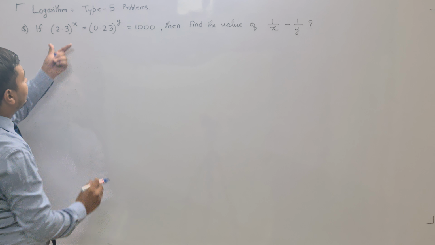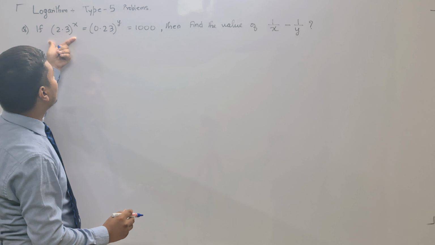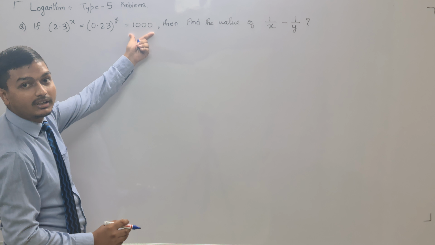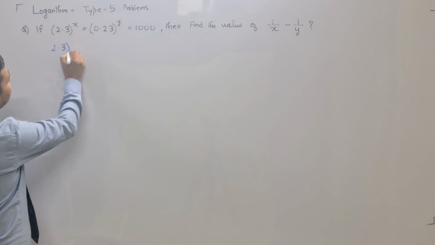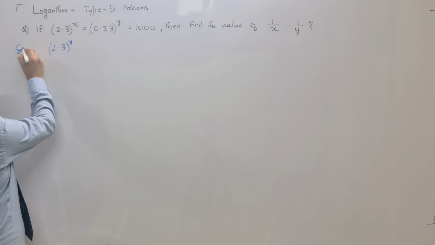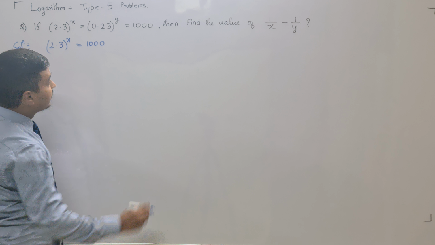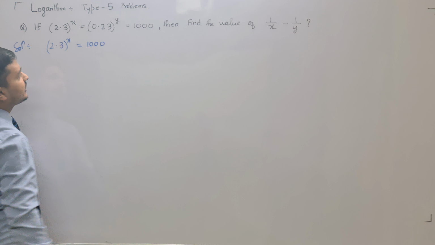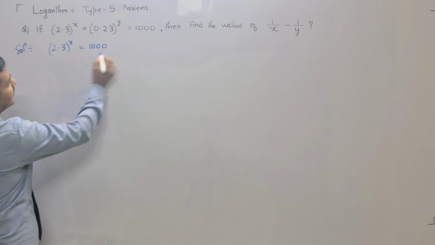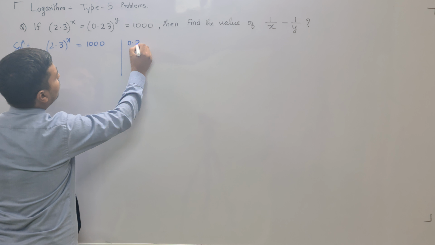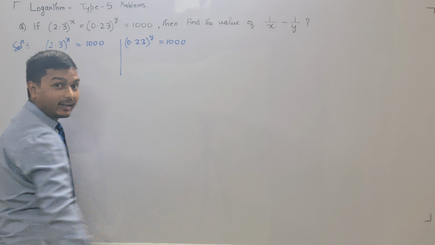Now see here, this equals this one and it is equal to this one. So can I say 2.3 power x will be equal to 1000, because all of them are equal. So let us start. 2.3 power x equals 1000. I will note it down first. After that, the second one I can represent on the right side: 0.23 power y is equal to 1000. I can note it down. Am I right or wrong?